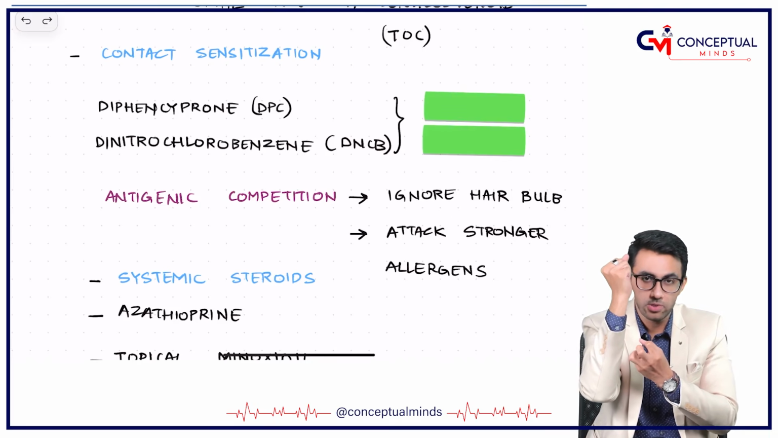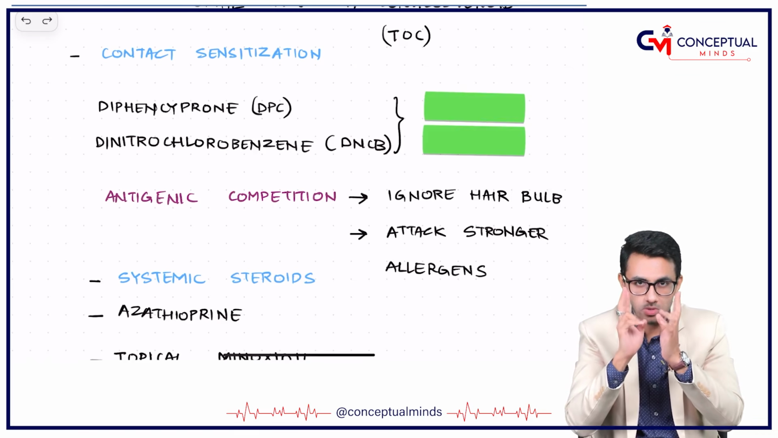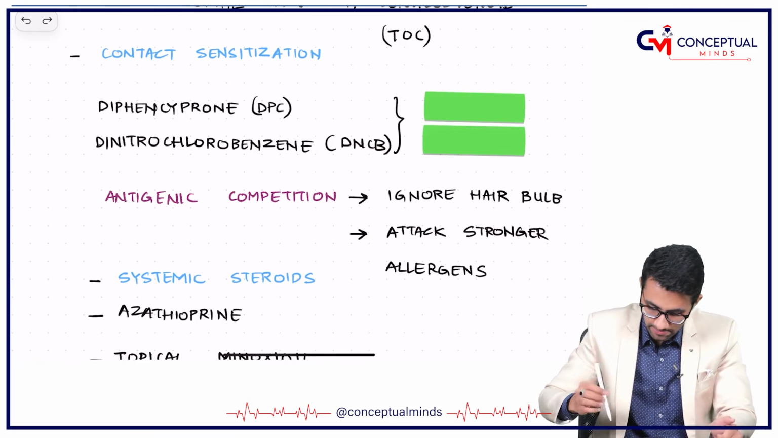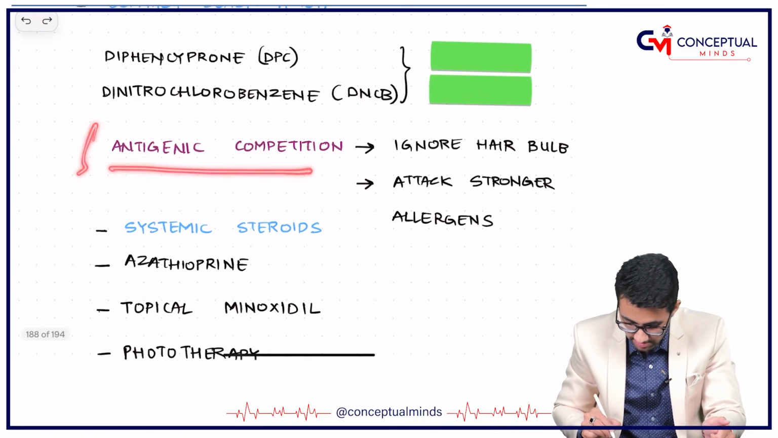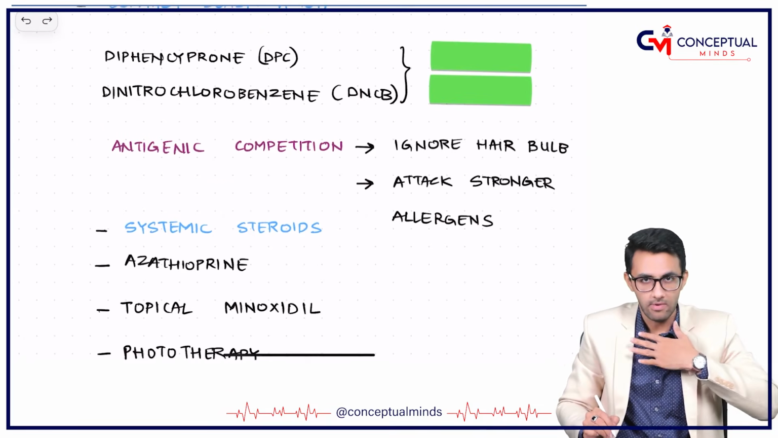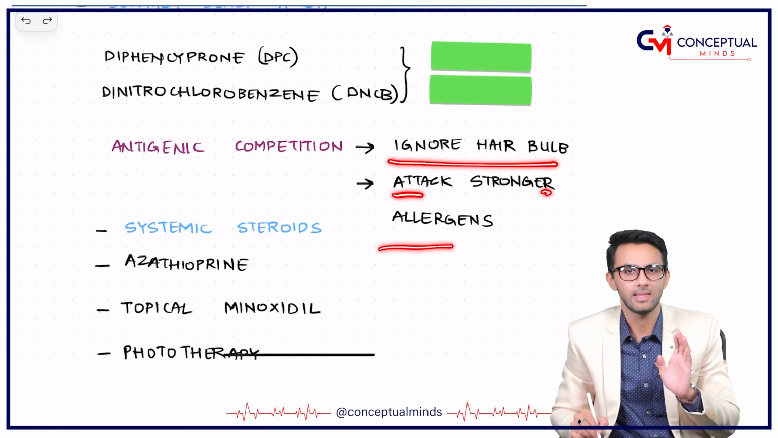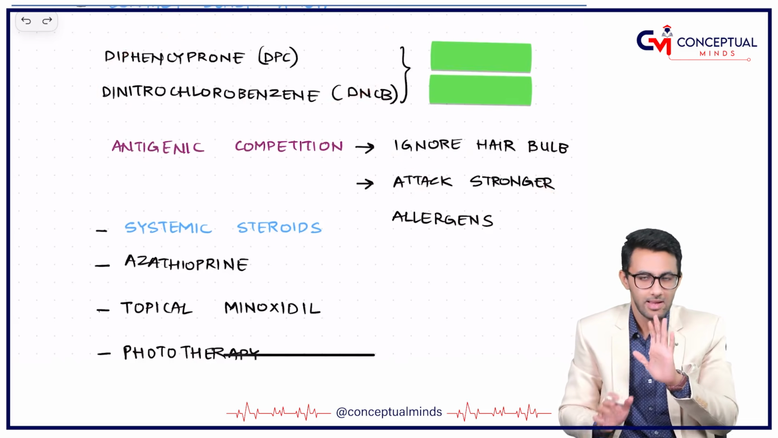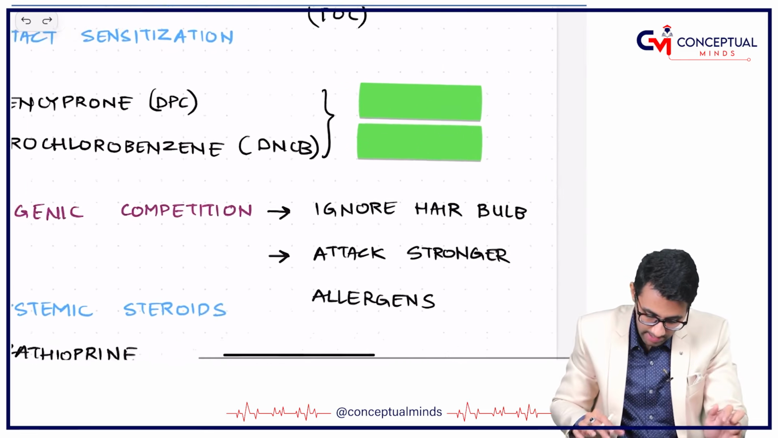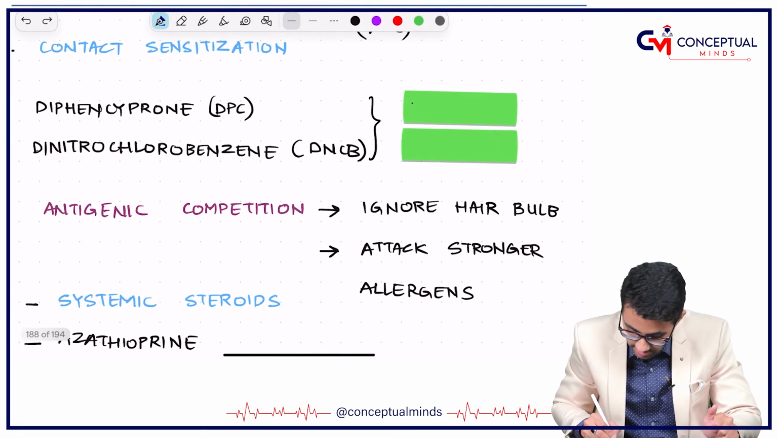It's very important, we should remember, it's very interesting, right? So these two drugs and this point are very important to know. What I just explained is that in antigenic competition, our body immunity ignores the hair bulb and attacks the stronger allergens, that are these. Did you get it? Now we have the concept, now we can write our notes. What should I write here? These are stronger allergens.